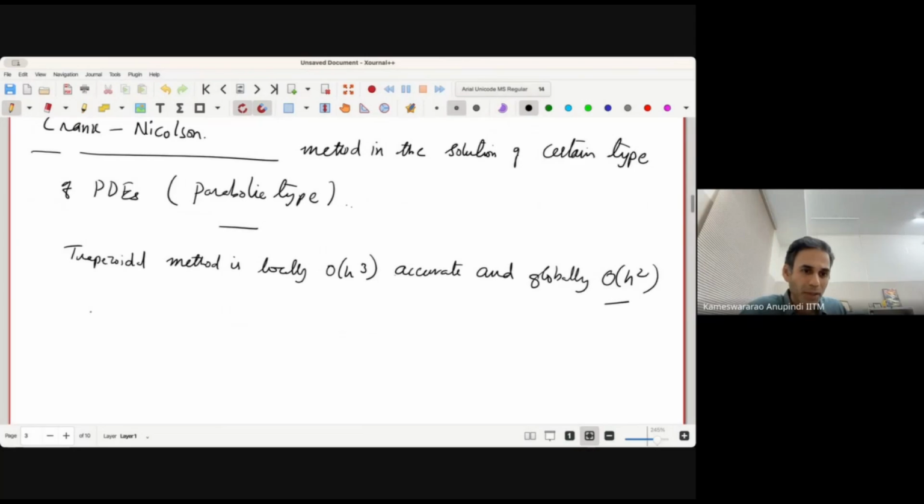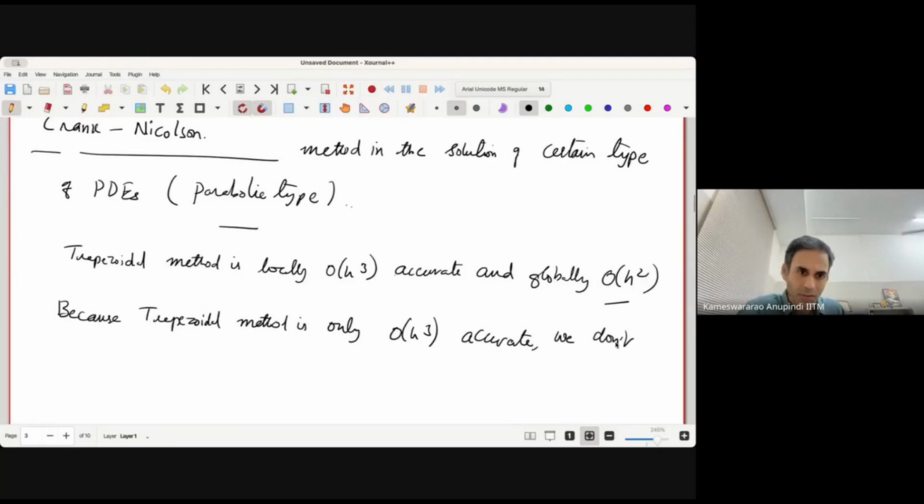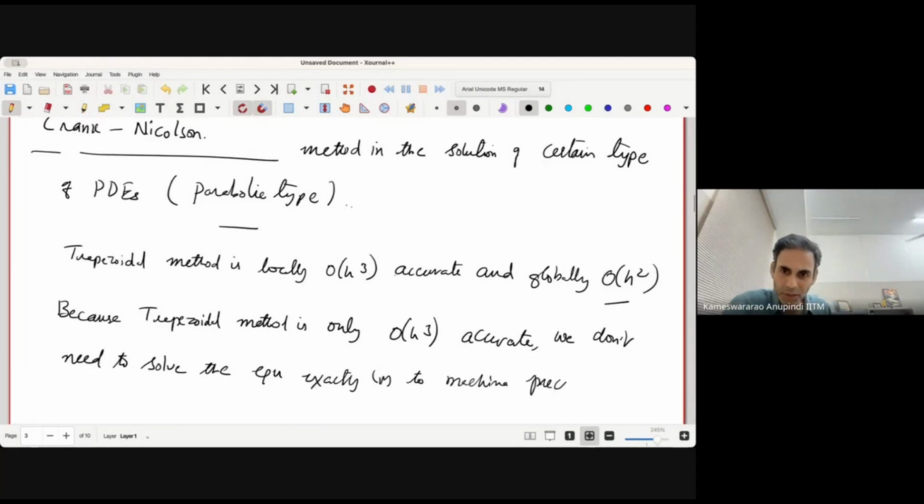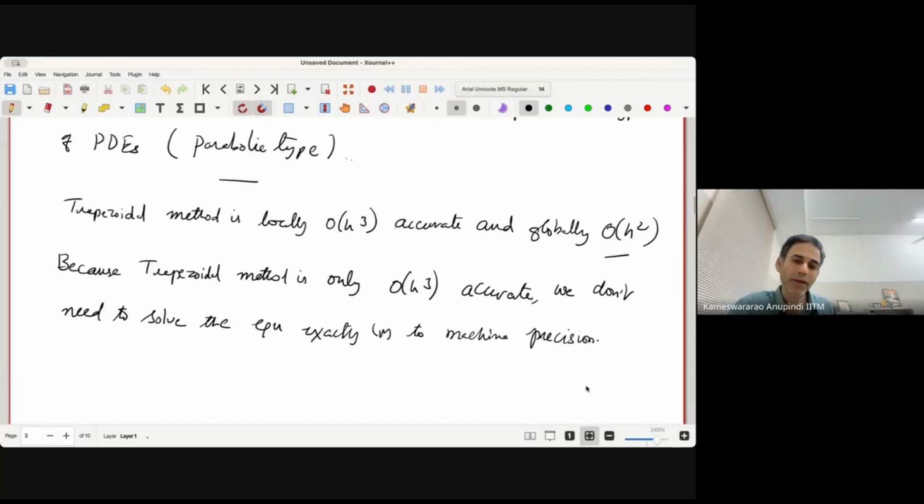So, because the trapezoidal method is only order h cube accurate, we don't need to solve the equation exactly or to machine precision, right? That is, whatever the computer's precision. We don't have to solve it exactly.